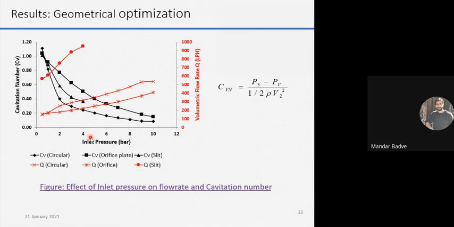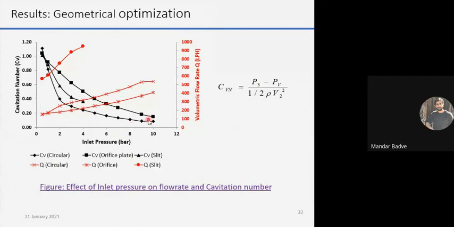Okay, so these were some hydrodynamic studies, where we calculated, for different inlet pressures, the flow rate. Obviously, if you increase the inlet pressure, the flow rate increases. The red line indicates the flow rates for 3 different geometries, and obviously if your flow rate increases, your velocity will be more, and therefore your cavitation number will go down, right?